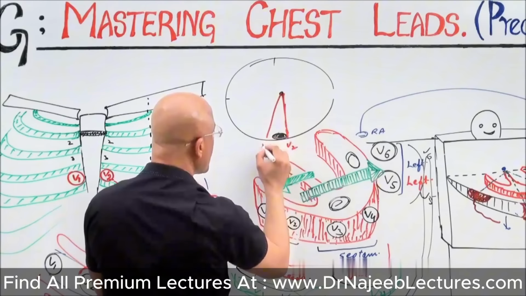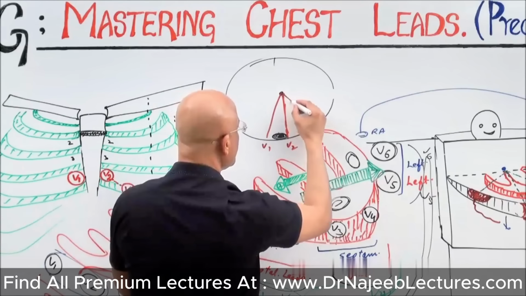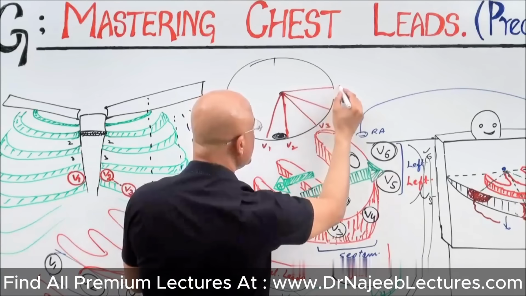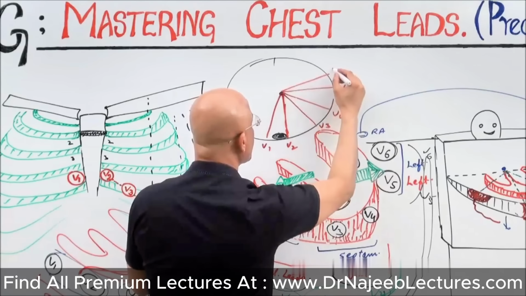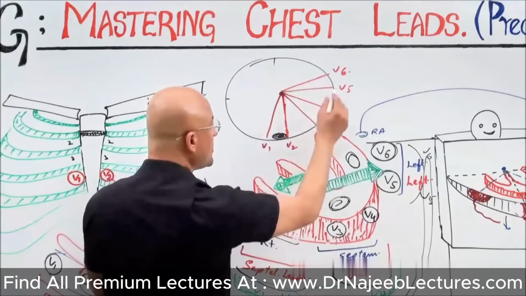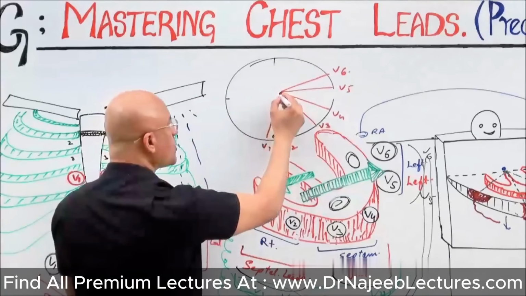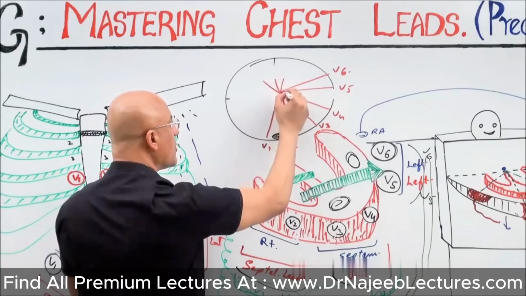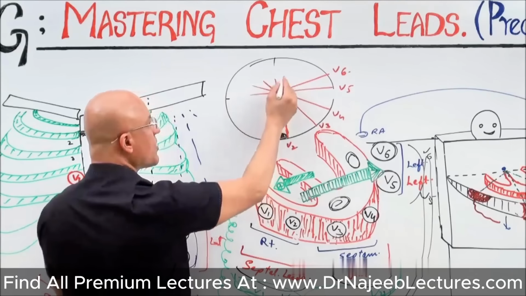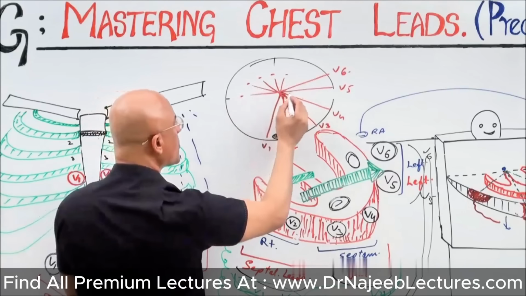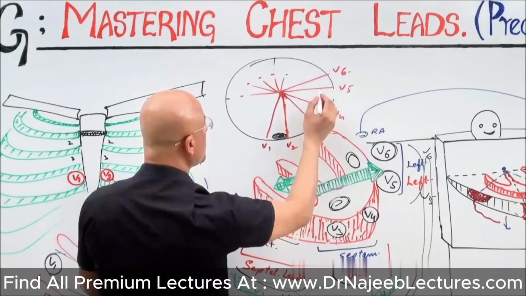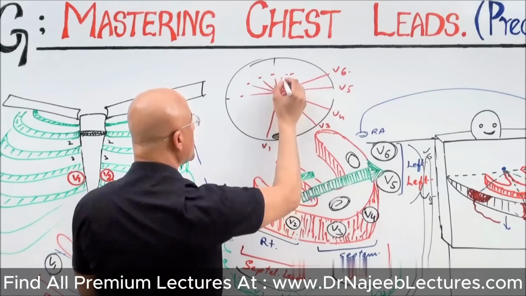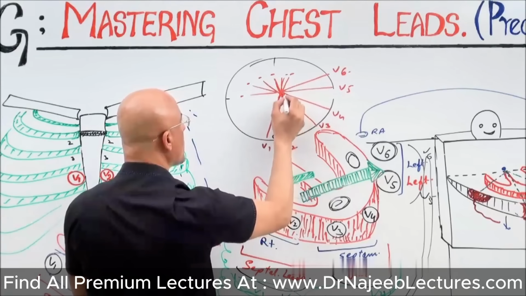Here it is V1. And here is V3, V4, V5 and V6. Now, of course, these are the positive poles of these leads. And if you cross through it, then it will be negative poles. 1, 2, 3, 4, 5, 6. 1, 2, 3, 4, 5, 6.